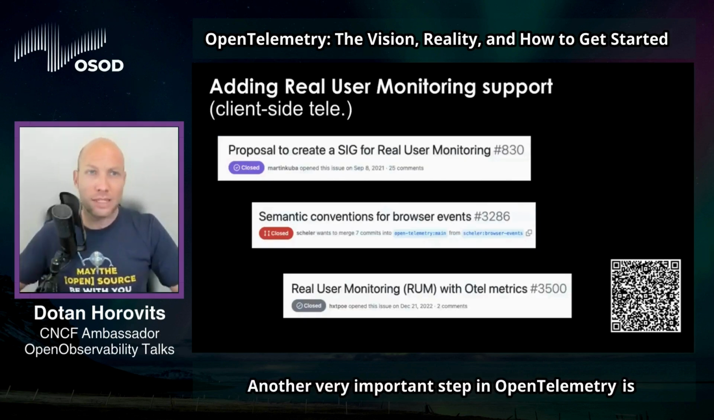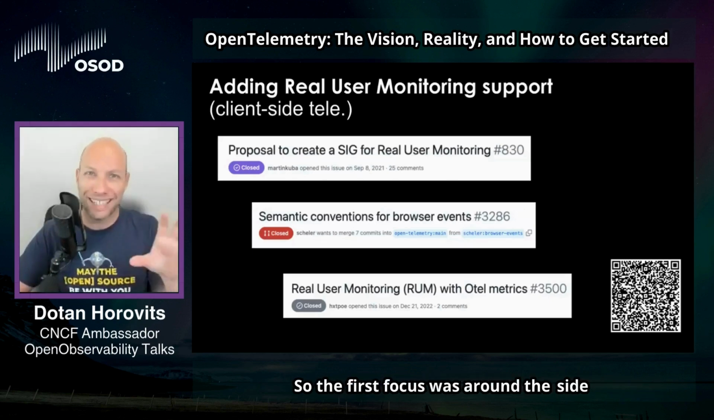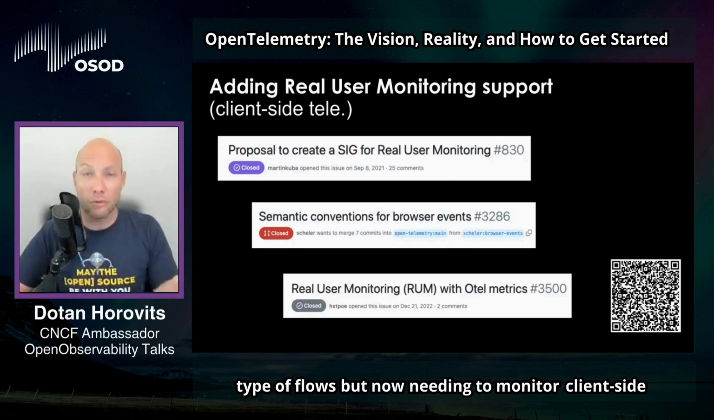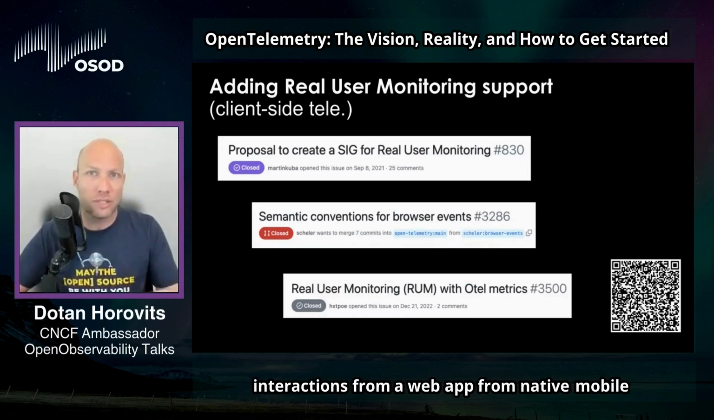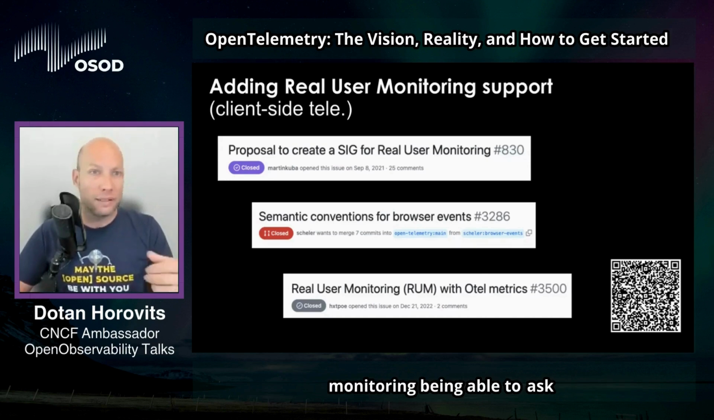Another very important step in OpenTelemetry is moving into real user monitoring support. The first focus was around server-side flows, but now we need to monitor client-side interactions from a web app or native mobile apps to the backend. And that can be done now using real user monitoring.